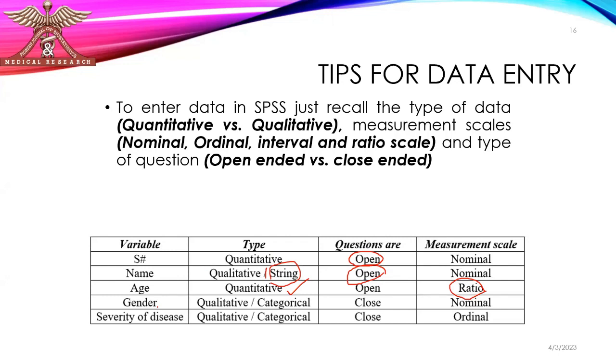For gender, it is qualitative and categorical. There are 2 categories. Remember, if there are 2 categories, among the coding, we will assign 1 for male and 2 for female accordingly, or you can reverse the coding of your own choice. It is a closed question because there are only two options. Closed questions are those where the patient or subject has to choose from the given categories. It's also nominal.